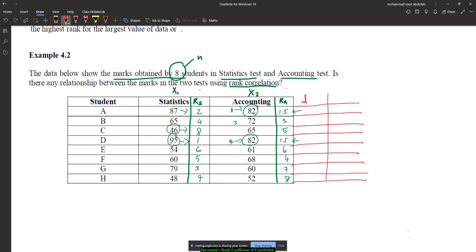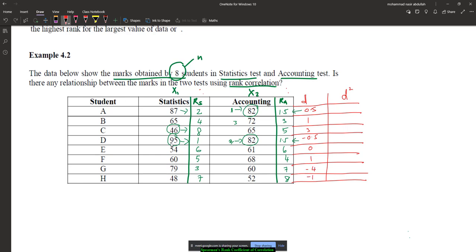But actually it doesn't matter. You can also take rank for accounting minus rank for statistics, because at the end we will take d squared, so it will still give a positive value. So now let's say we take RS minus RA, which is 2 minus 1.5, equal to 0.5, and this one should be equal to 1, 3, and this is negative 0.5, and this is 0, this is 1, this is negative 4, and this is negative 1.